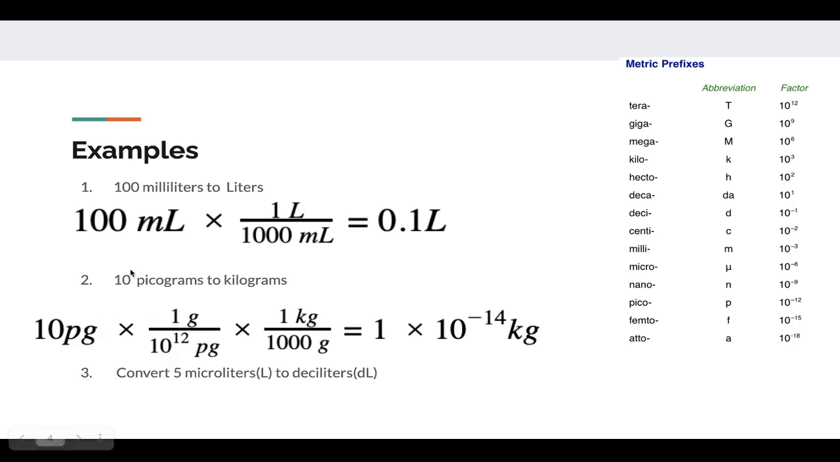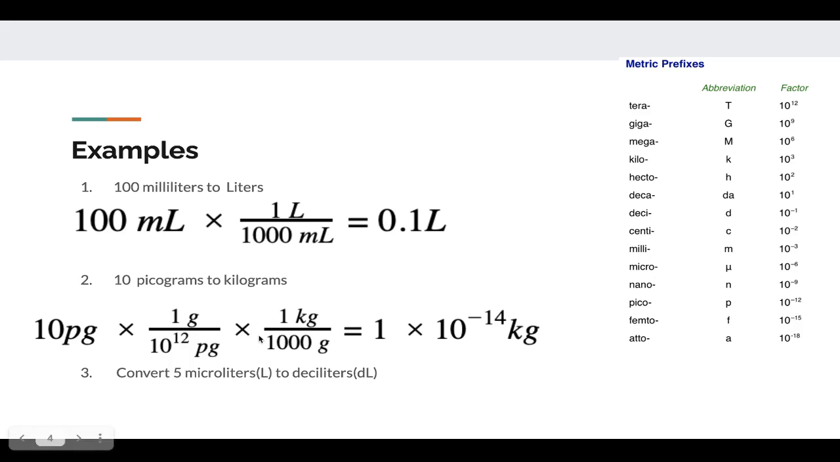So always remember to start with what you're given, 10 picograms. So we write down 10 picograms, and we're going to convert it first into grams. So we're going to put picograms on the bottom, grams on top. For every gram, there are 10 to the 12th power of picograms, as you can see on the chart to the right. If we go here, 10 to the -12.